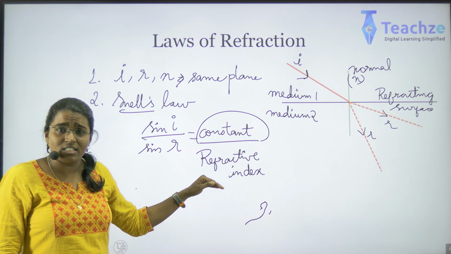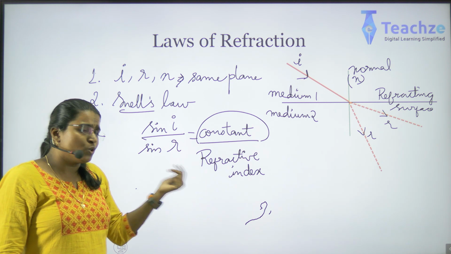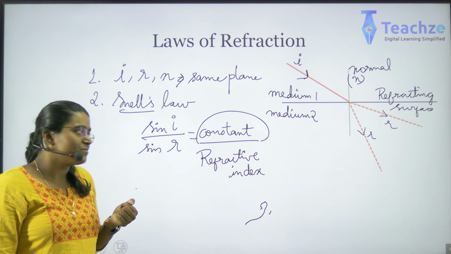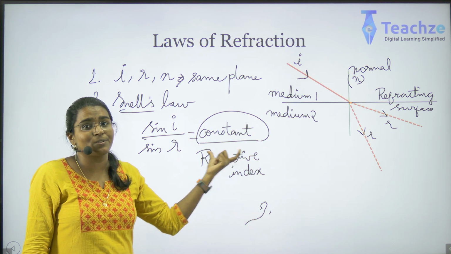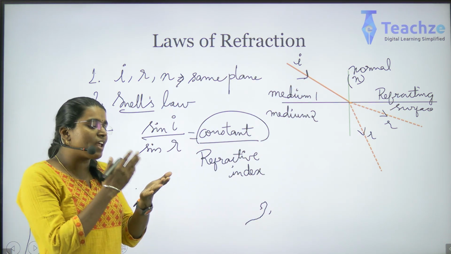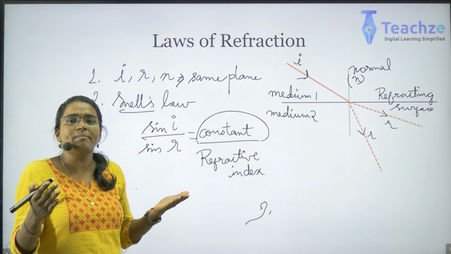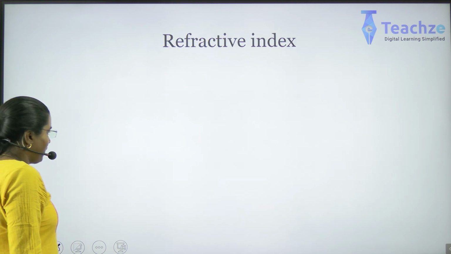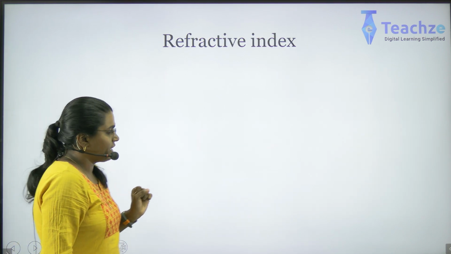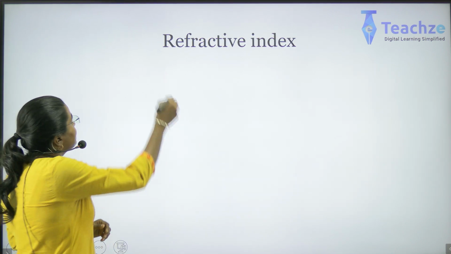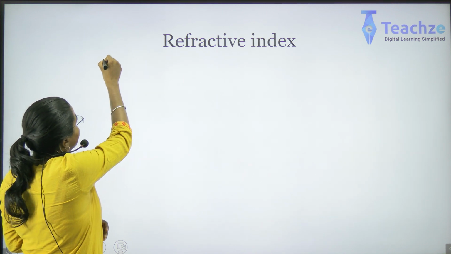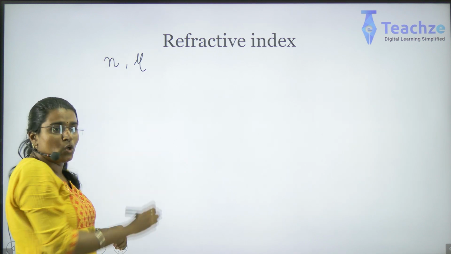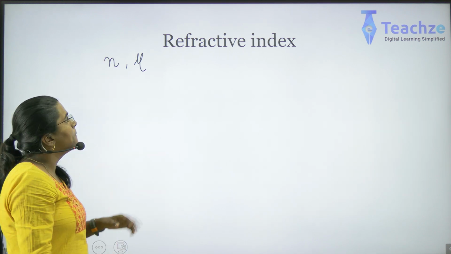Does the refractive index have a unit? Yes or no? No. It is a constant, so there is no unit. Different mediums will have different refractive indices. Good. Okay, so we will now see what the refractive index is. We said it is a constant and it is usually denoted by N, or you can denote it by mu.